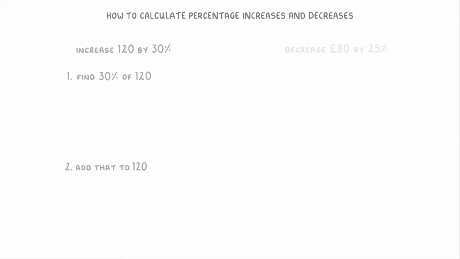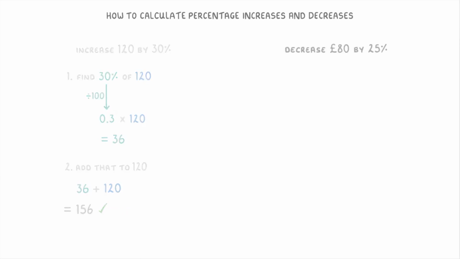So I'd convert 30% to 0.3 by dividing it by 100, and then multiply that by 120 to find that 30% of 120 is 36. Then for step 2, we just add this 36 to the original of 120 to get a total of 156, which would be our final answer.